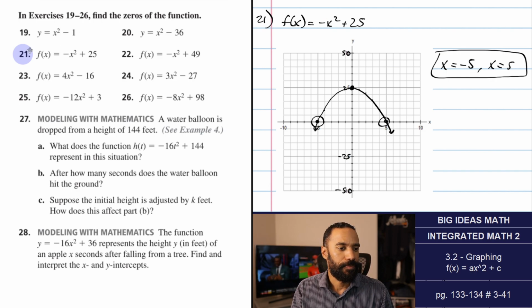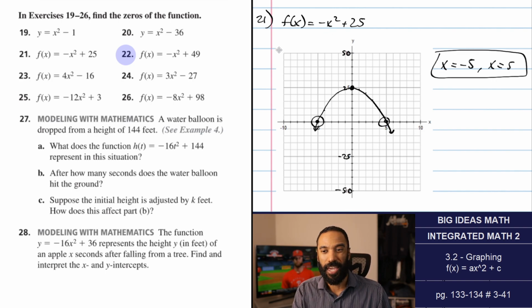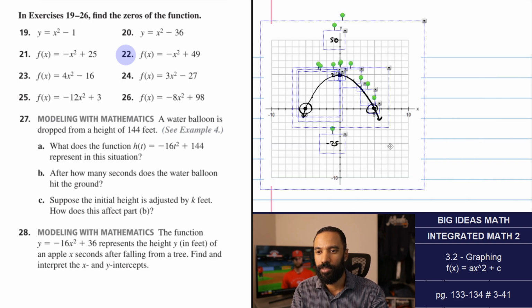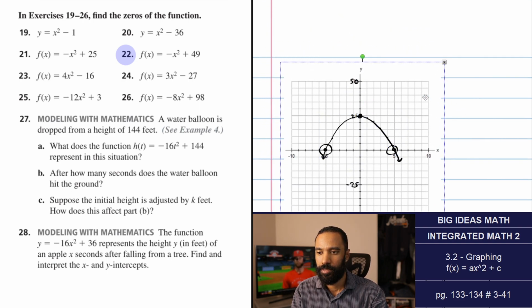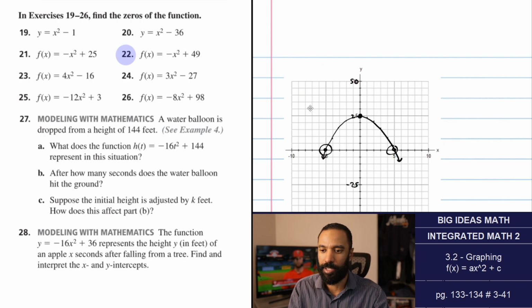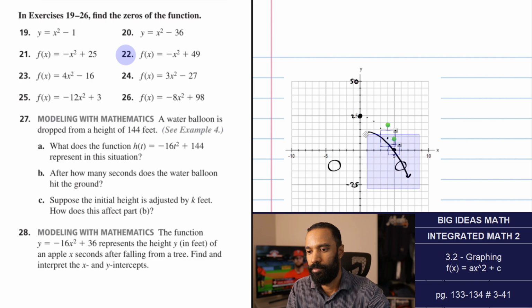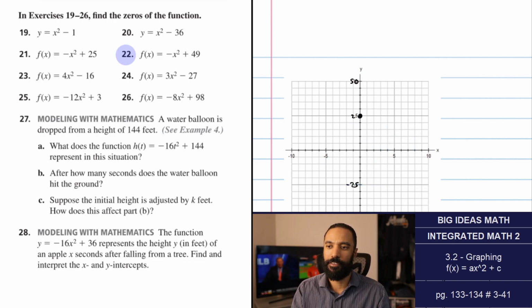Number 22. Y equals negative x squared plus 49. I can use the same scale. I'm going to go ahead and kind of copy and paste this one in. I'll erase what I don't need. So number 22. I don't need the graph again, so I'm going to kind of get rid of that. But the scale's good, right? Okay. So f of x.